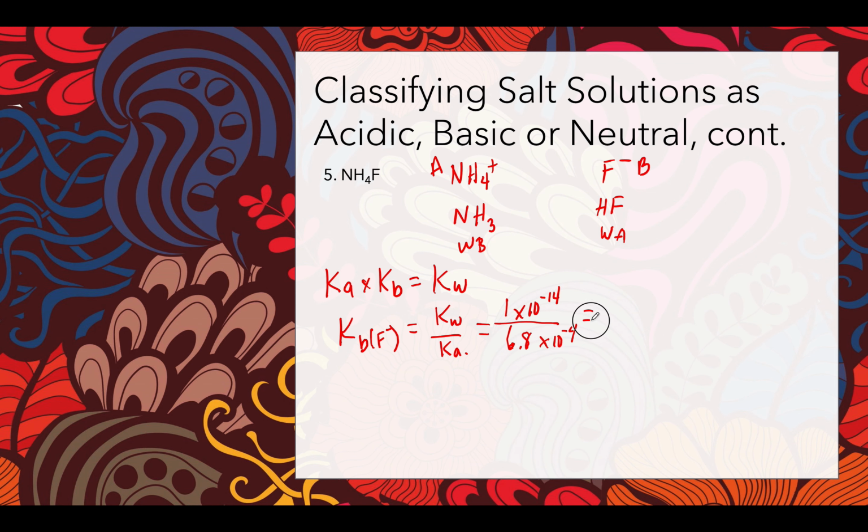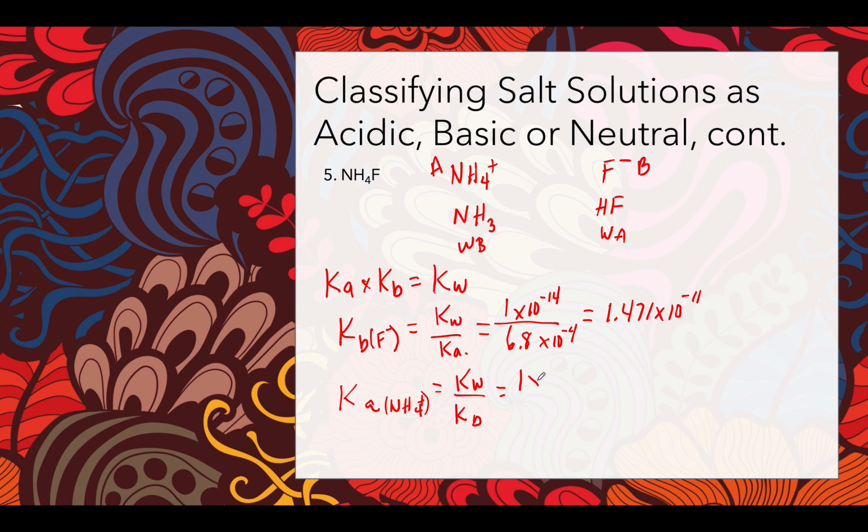And once you put that in your calculator, do a little punch and crunch, you're going to come up with 1.471 times 10 to the negative 11th. Now let's go and do it all over again, this time solving for the Ka of the ammonium ion.